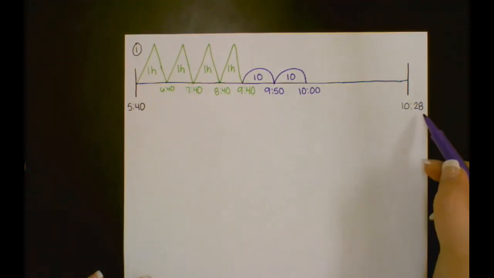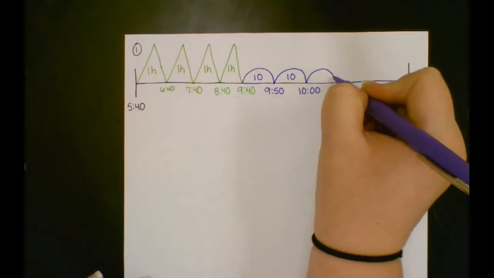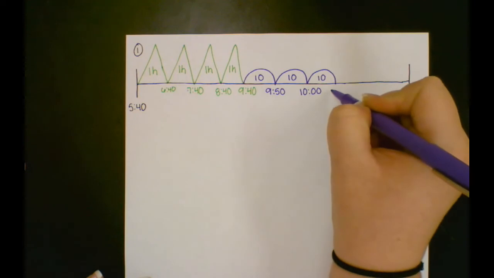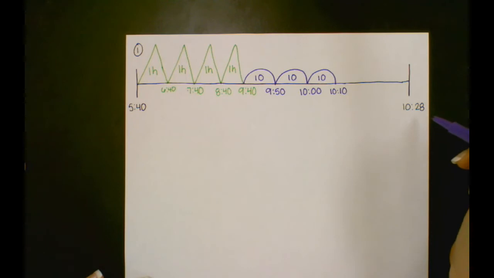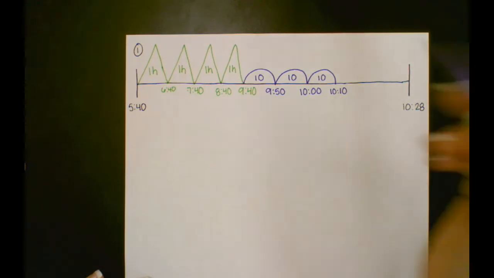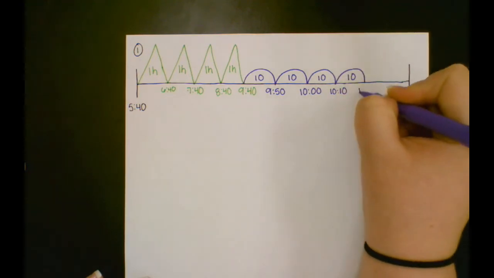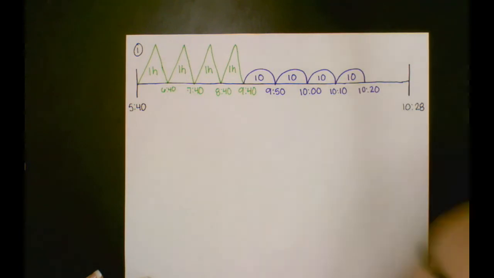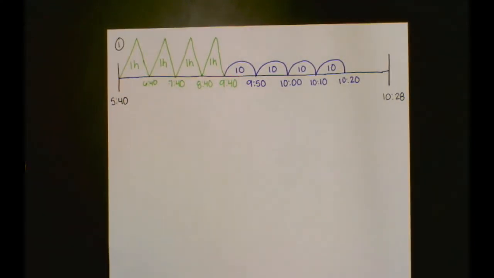Can we keep going? Yes, because our end time is 10:28, so we can do another 10, which would become 10:10. Can we do another one? They should know 10 from 10 is 10:20. So we can do another 10, which would be 10:20. And this is where it gets tricky, because we know we can't do another 10 because it would be 10:30 and our time's not 10:30. That is when we move to our rocks.